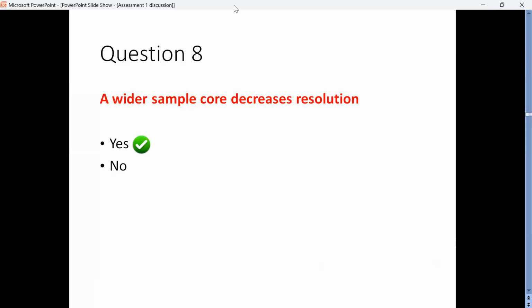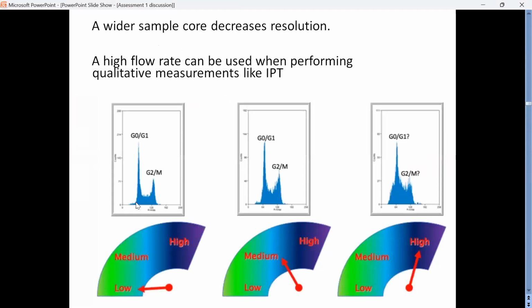There is some doubt. What is the meaning of resolution here? Okay, now what is resolution? Resolution is separation. This is what I meant by resolution. See, this is G0, G1. This is G2 M phase. And you see the separation. Resolution is separation and clearly identifying the populations.